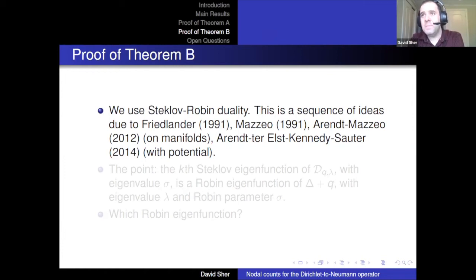And then Arendt, Terrell, Kennedy, and Sauter proved in 2014 that you can add a potential, but they only wrote it on planar domains. But their proof basically works for manifolds as well.